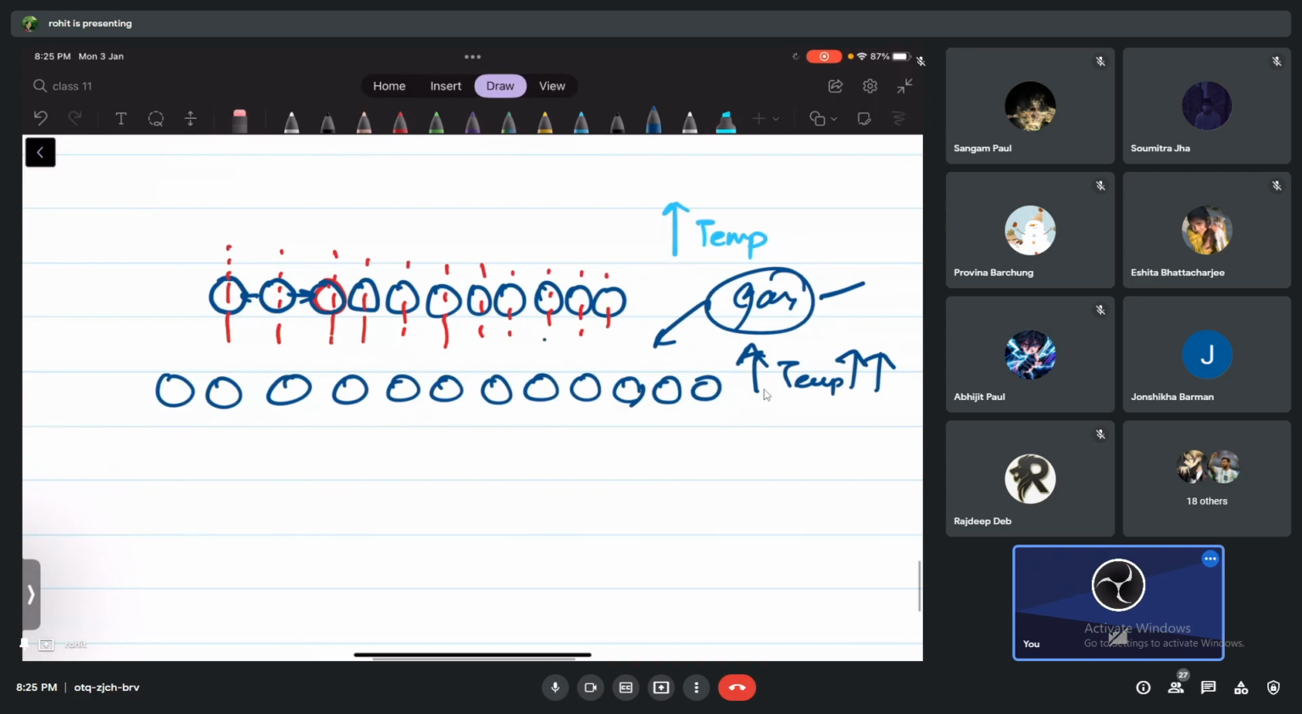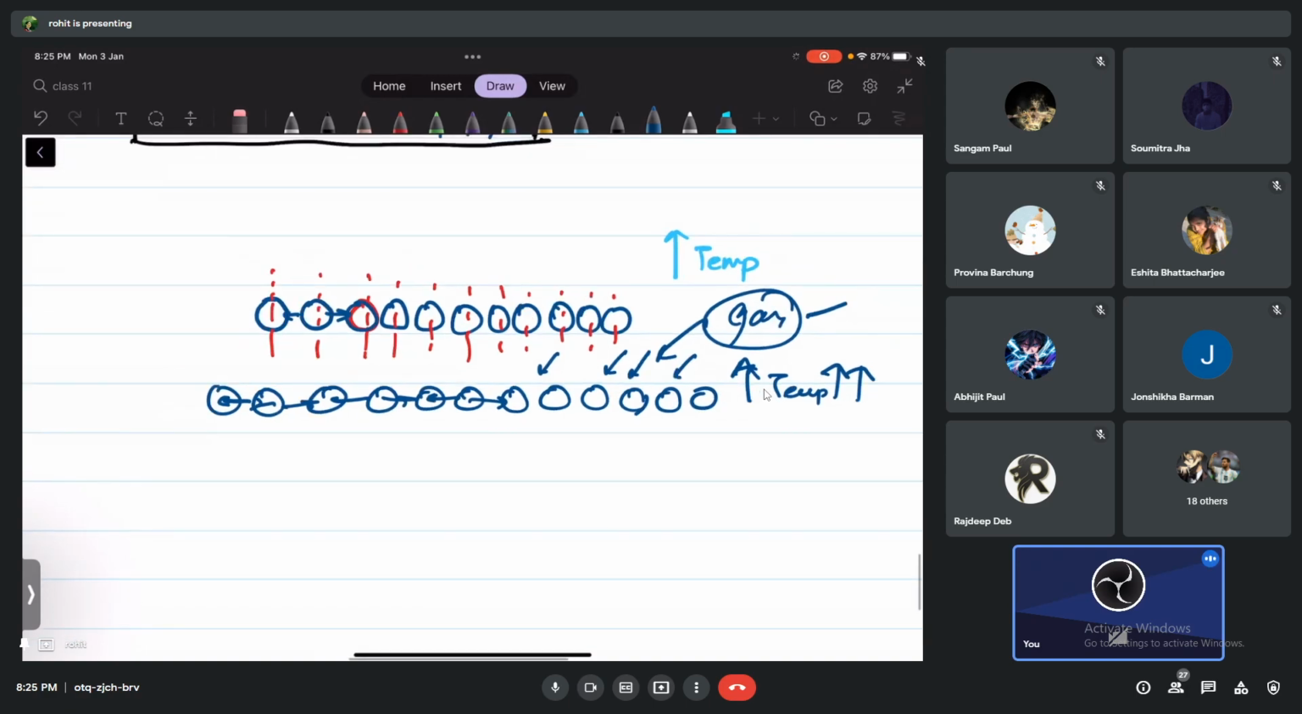I think you can understand how temperature brings about motion, right? They vibrate more vigorously, and they have this gap in between them more and more, so they slowly become gas. Liquid and then gas. So I think you can understand.